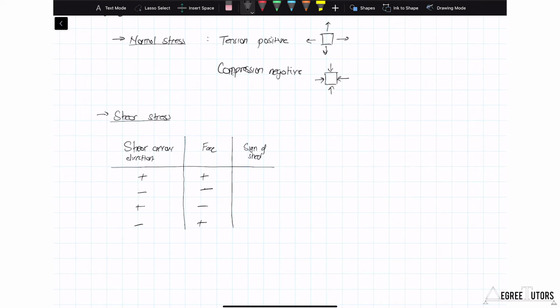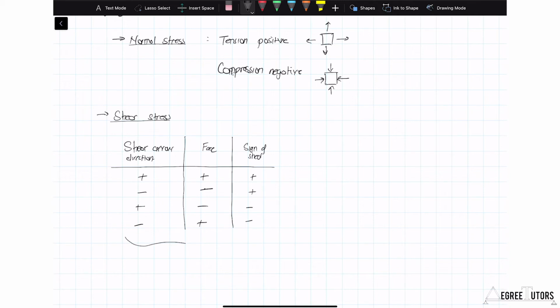Now, this is where it gets a bit easier. A positive arrow direction acting on a positive face will give me a positive shear. A negative arrow direction acting on a negative face, negative times a negative, would also give me a positive. A positive times a negative would give me a negative, and a negative times a positive would give me a negative.